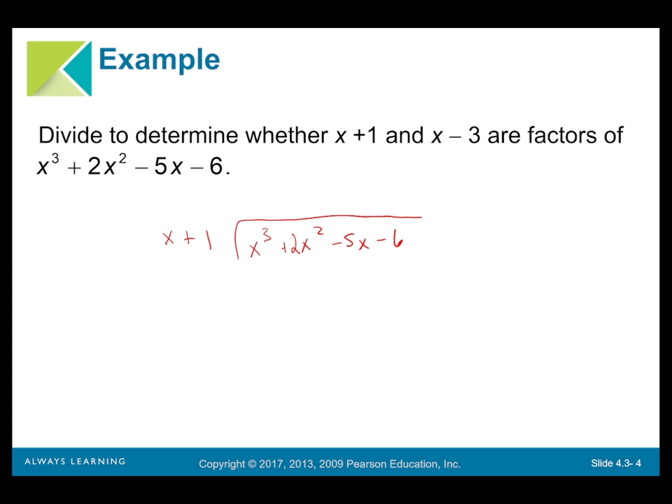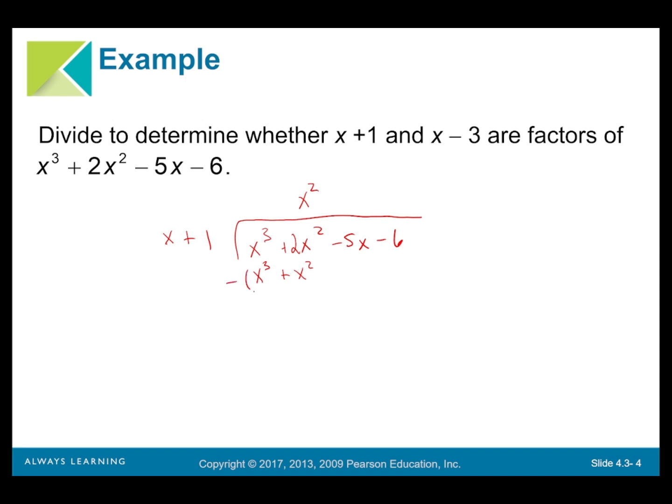Now we're going to think to ourselves, what times x will give me x cubed? Just focusing on the first terms of both of these polynomials. Well, x squared times x gives me x cubed. So I'm going to write x squared right above the x squared term that's in the house. And x squared times 1 from this plus 1 over here gives me a plus x squared. We've basically carried out the multiplication of the term we just found on top of the house, the x squared, and the x plus 1 on the left-hand side.